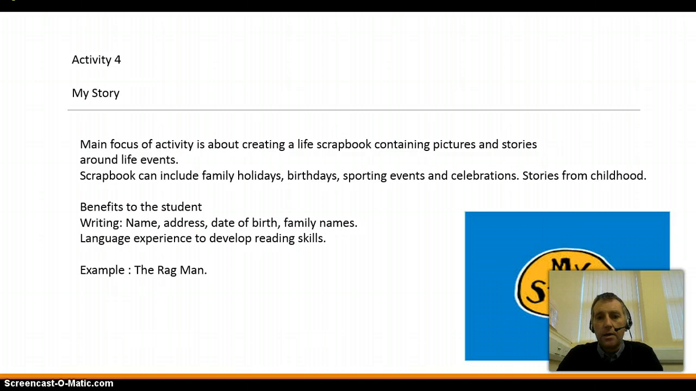So that's it for activity 3. All the assessment briefs for this activity can be downloaded from the website learningoutcomes.weebly.com.